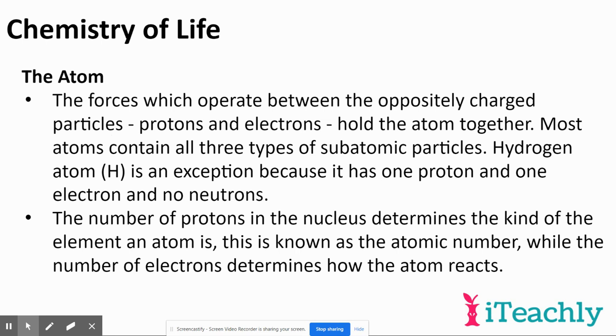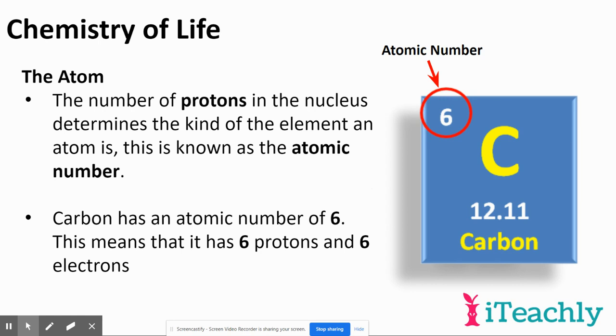Most atoms contain all 3 types of subatomic particles. The hydrogen atom is an exception because it has 1 proton and 1 electron and no neutrons. The number of protons in the nucleus determines the kind of element an atom is. This is known as the atomic number, which is right up here at the top, while the number of electrons determines how the atom reacts. So carbon has an atomic number of 6.